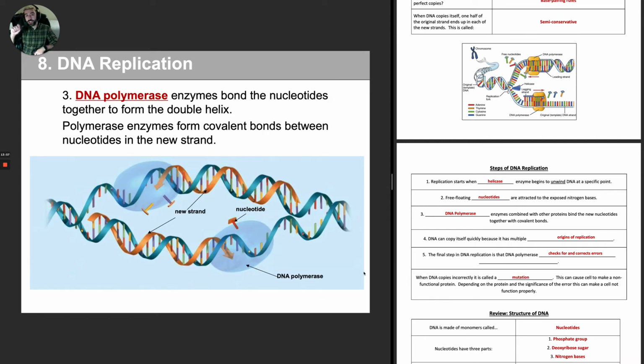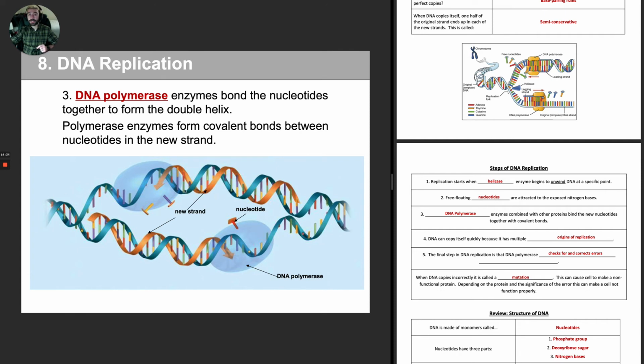From there, another enzyme called DNA polymerase. And before I talk about what it does, let's think about the name. Polymerase. So it literally is polymer enzyme. So remember, polymers are links of monomers, and nucleotides are the monomers of DNA. And so DNA polymerase is a group of enzymes that bonds the nucleotides together to form the double helix. So if these nucleotides have been added one at a time, the polymerase comes and then connects them into a strand of DNA, which really completes the double helix.